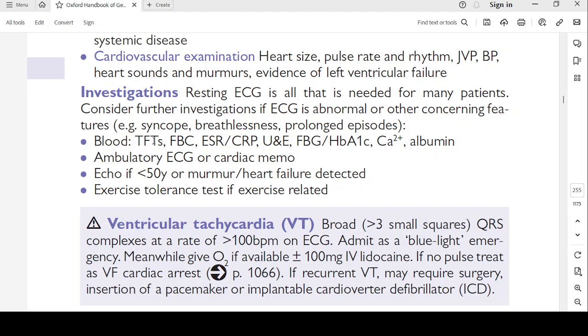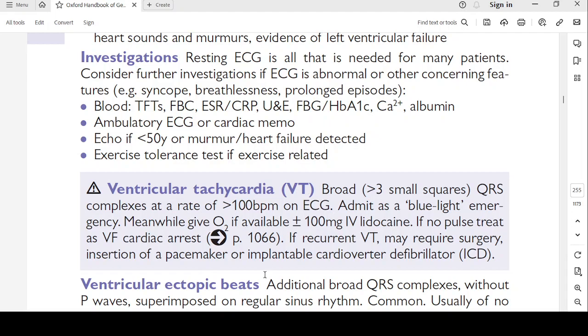Then you need to consider other investigations, like blood tests: thyroid function test, FBC, ESR, CRP, urea and electrolytes, fasting blood sugar, HbA1c, calcium and albumin. Also ambulatory ECG or cardiac memo, Holter monitoring, and echo if less than 50 years of age or if a murmur or heart failure is detected. Exercise tolerance test if it is exercise related.